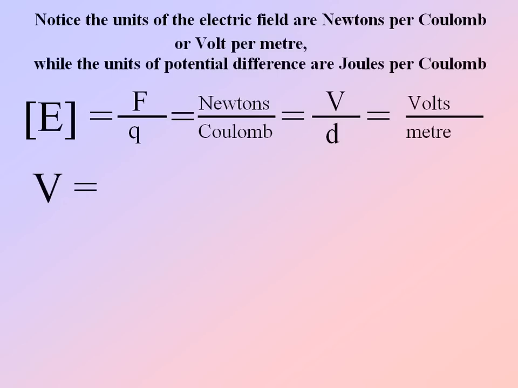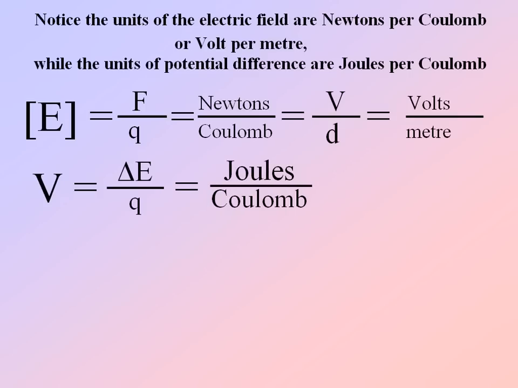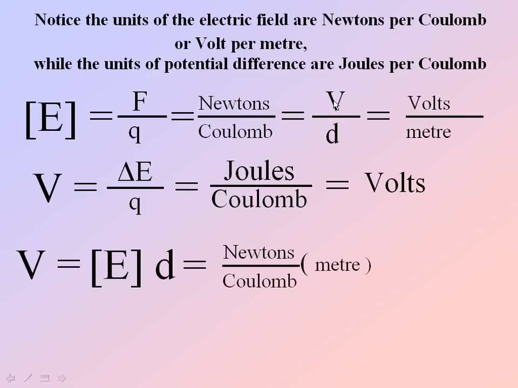The units of potential difference, of course, are the change in energy per unit of charge, and these are in joules per coulomb, or volts. If we take the top equation, E is equal to voltage divided by distance, and solve for voltage, we of course get electric field strength in newtons per coulomb times meters. A newton times a meter is a joule. And of course then we have coulombs on the bottom. And a joule per coulomb is equal to a volt.